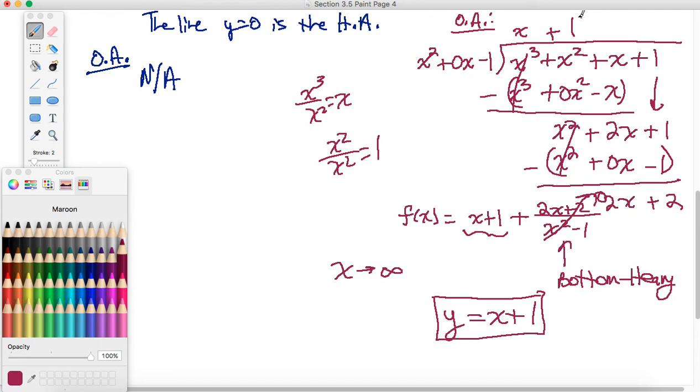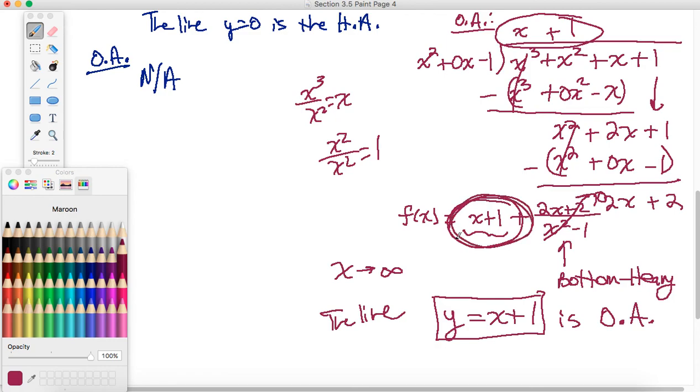It is my quotient for when I do long division or synthetic division. In this case, we did long division. And it's our quotient when we do our long division. This is the line that our function is going to approach, because the remainder over our divisor is going to approach 0. So this is going to be the control at positive and negative infinity.